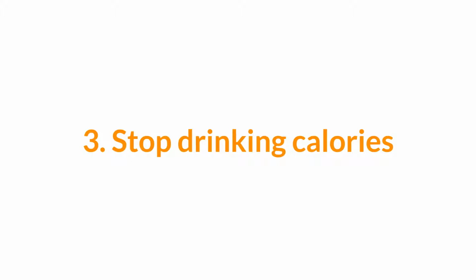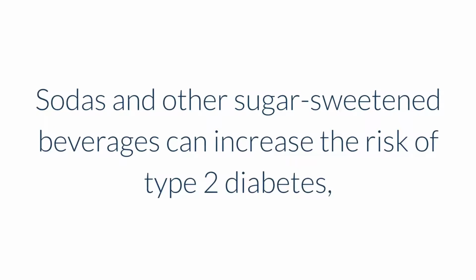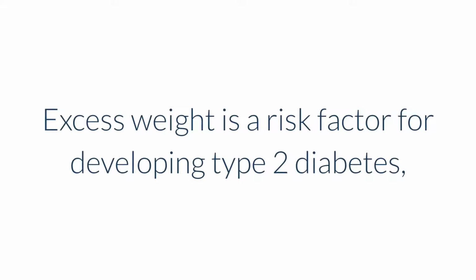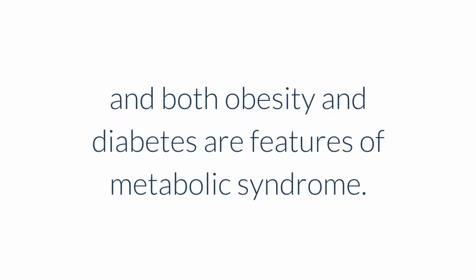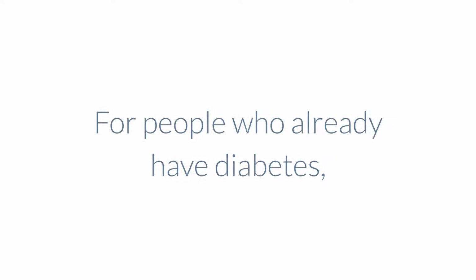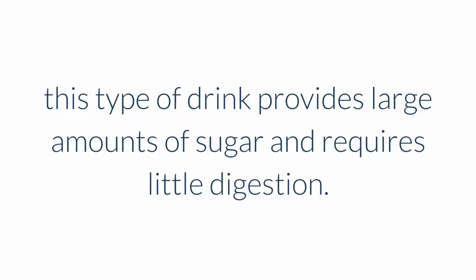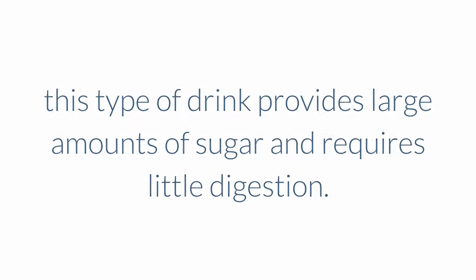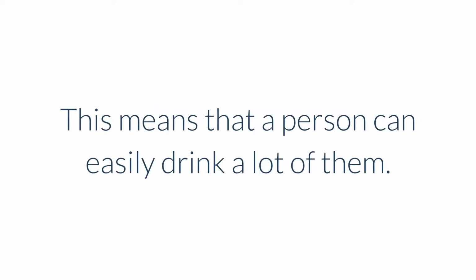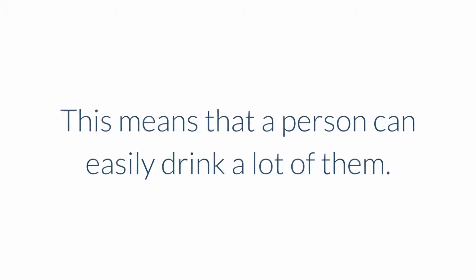3. Stop drinking calories. Sodas and other sugar-sweetened beverages can increase the risk of type 2 diabetes, weight gain, and metabolic syndrome. Excess weight is a risk factor for developing type 2 diabetes, and both obesity and diabetes are features of metabolic syndrome. For people who already have diabetes, this type of drink provides large amounts of sugar and requires little digestion. In addition, these drinks are not filling as they contain only simple carbs and no fiber. This means that a person can easily drink a lot of them.